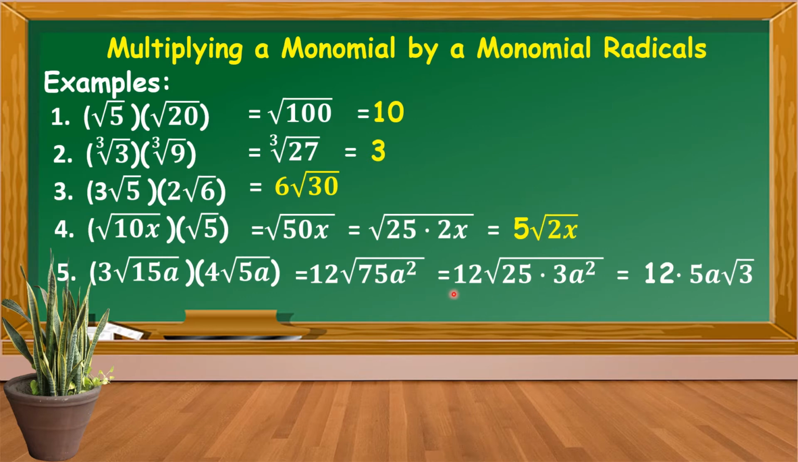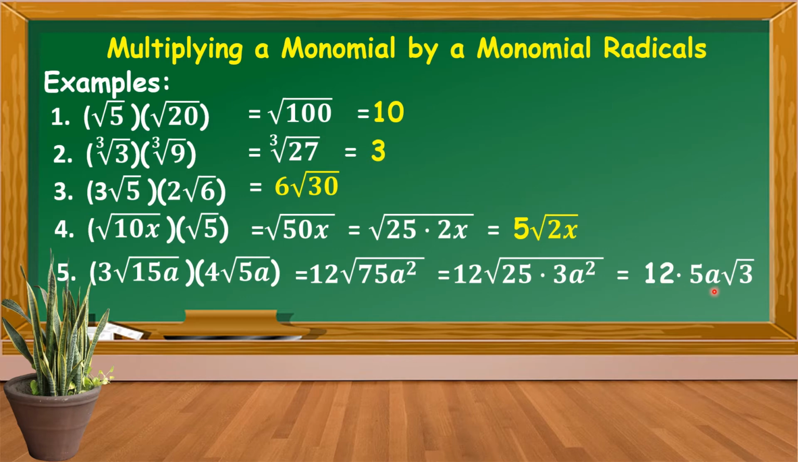So, asan galing si 12 dito? From 3 and 4. So, kopyahin natin si 12. Then, i-factor natin si 75. So, naging 25 times 3. Then, copy the a squared. Then, hanapin natin ang square root ng 25. That is 5. So, naging 12 times 5.